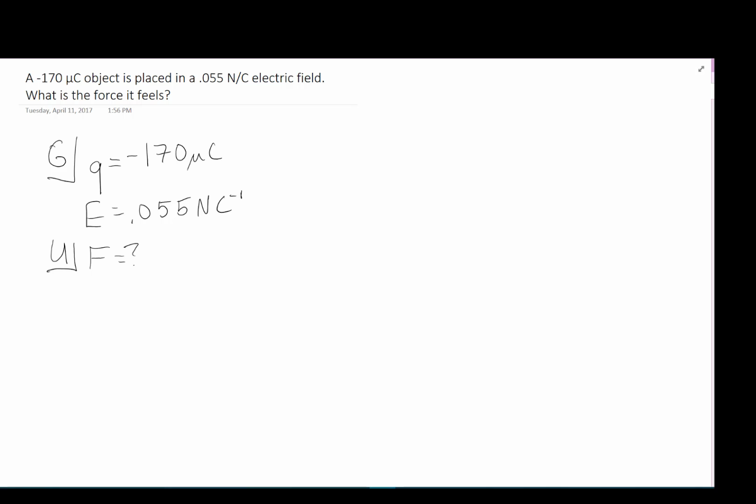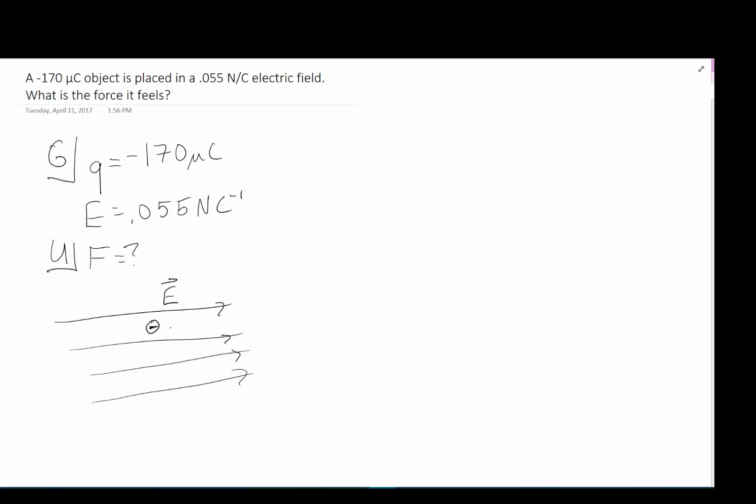Before I actually solve the problem, let's sketch out what's going on here. It says that there's a charge inside of an electric field. It doesn't tell us what's creating the electric field, it just says that there's an electric field. So I'm going to sketch out an electric field, and this is going to be close to a uniform electric field. It is not perfectly uniform, as you can see, but there's my electric field. And there's a negative charge inside of my electric field.